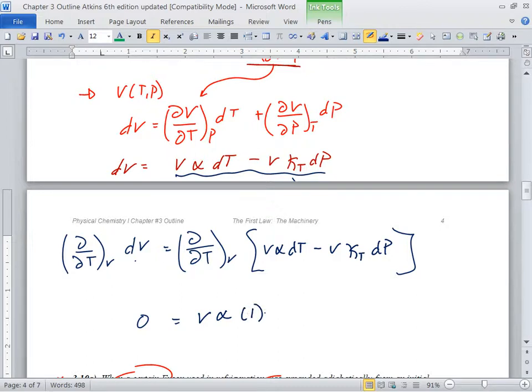Did I lose you? First the v goes straight through that partial derivative, and then the alpha goes straight through too. Think of it as a number from the table. Then you end up with dt over dt. That's just 1. And then you do the same for the next part. Minus pulls straight through, the constant v pulls straight through, the kappa t pulls straight through, but the p is going to stay there.